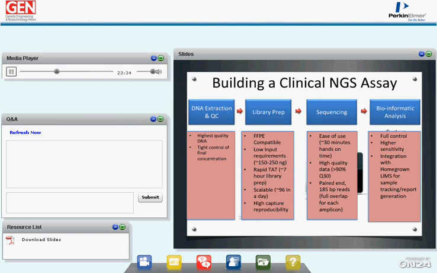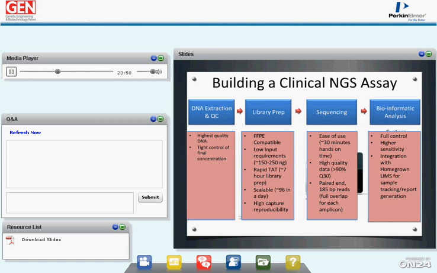On the sequencing side, we chose to go with the MiSeq because of the ease of use, only about 30 minutes of hands-on time, high-quality data, and we do perform paired-end reads of 185 base pairs by 185 base pairs, and this allows us to take each of our reads and have full overlap in both directions, therefore removing any type of sequencing artifact in the downstream informatics.